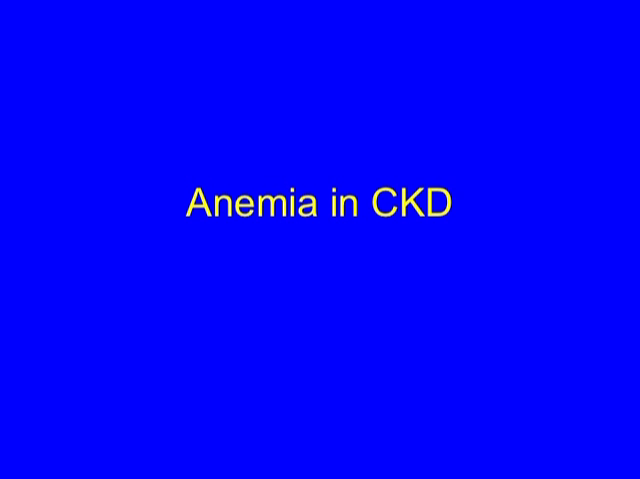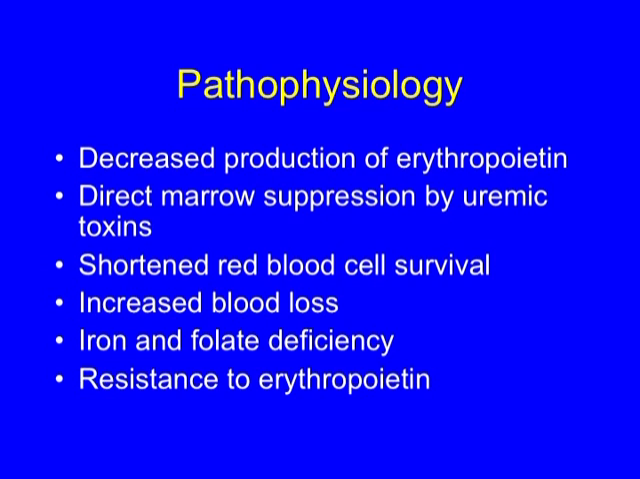However, there's been a major paradigm shift over the last 10 years or so in our understanding of how one deals with the anemia of chronic kidney disease. I'm going to try to highlight some of that. Much of this work has been done by my colleague, Dr. Ajay Singh. So the pathophysiology of the anemia of chronic kidney disease, as you know, there's decreased production of erythropoietin.